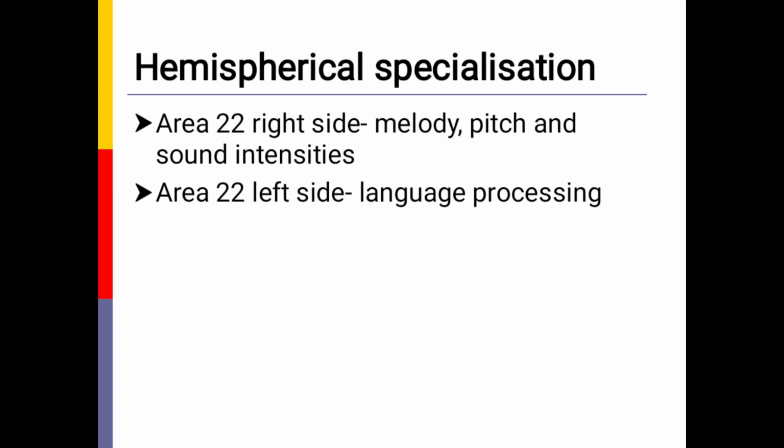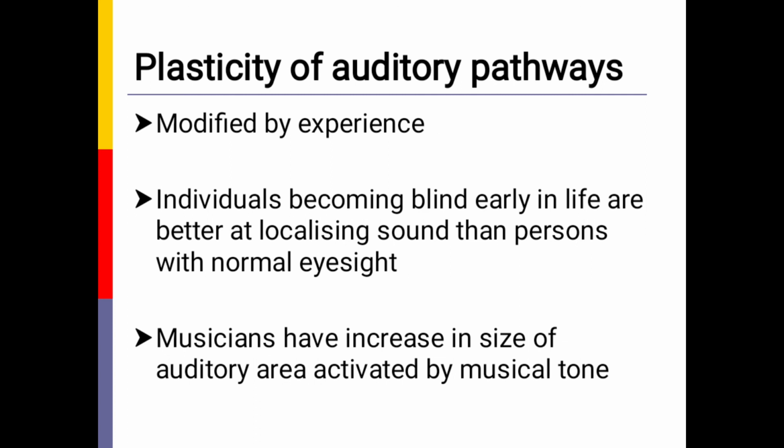The auditory area shows marked hemispherical specialization. Area 22 on the right side is related to melody, pitch and sound intensities, whereas area 22 on the left side is concerned with the language processing of auditory information. Auditory areas show cortical plasticity.